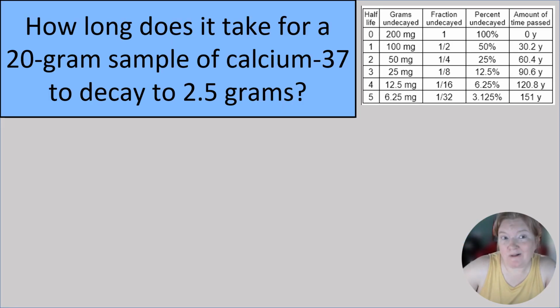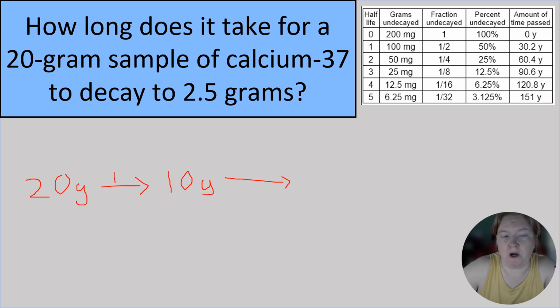How long does it take for a 20-gram sample of calcium-37 to decay to 2.5 grams? Well, we're starting with 20 grams. When it goes through one half-life, I get 10 grams. When it goes through another half-life, I get to 5 grams. And when it goes through another half-life, I am at 2.5 grams.